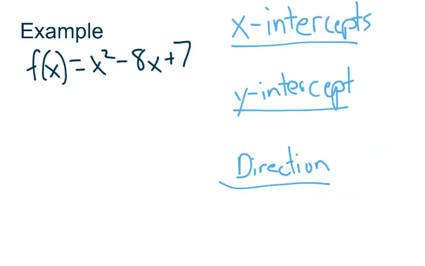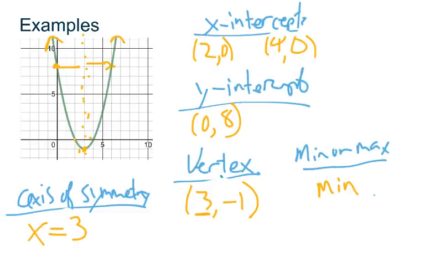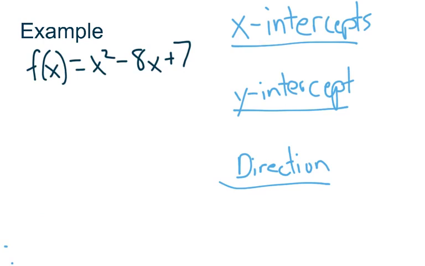So let's consider the quadratic function x squared minus 8x plus 7. Now with an equation, we can find a lot of the same information we found with a graph on this side right here, but it requires a lot of work. So today we're going to focus on these 3 parts: x-intercepts, y-intercept, and direction.